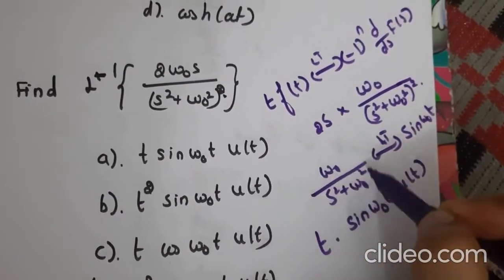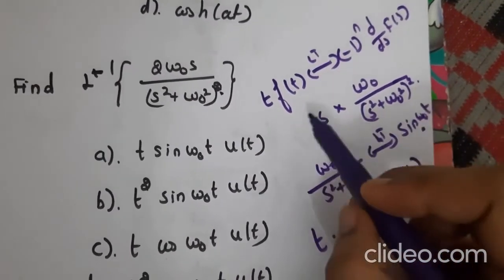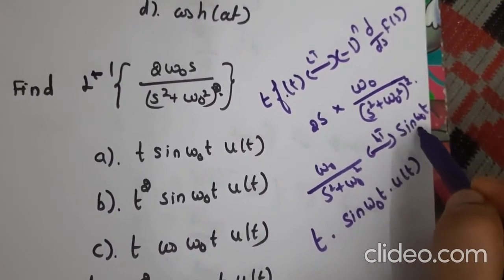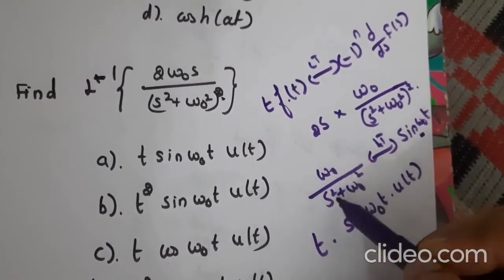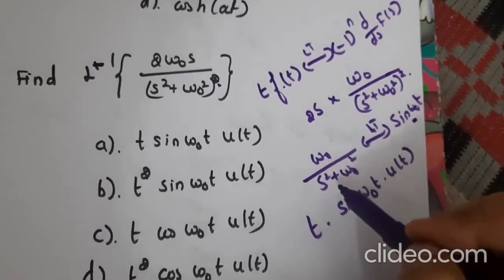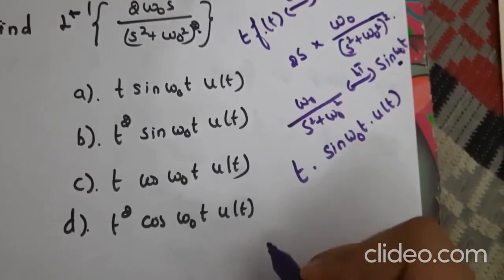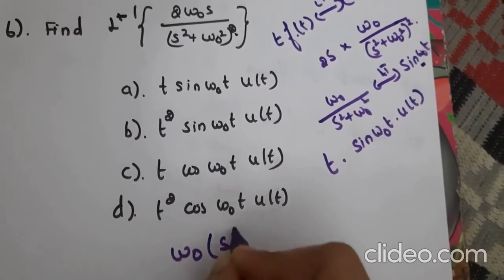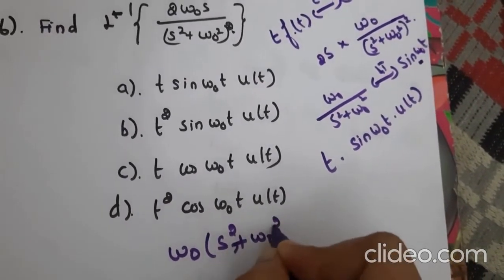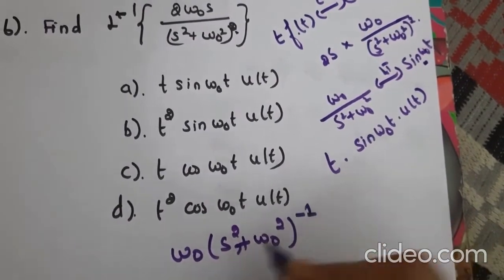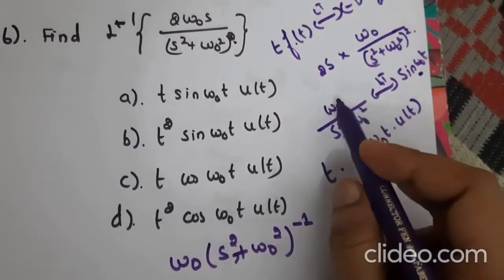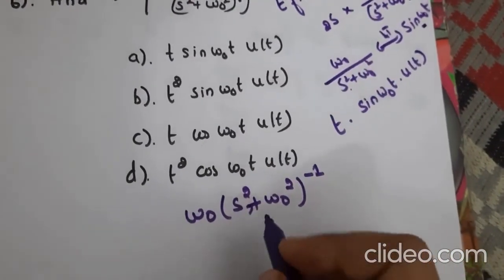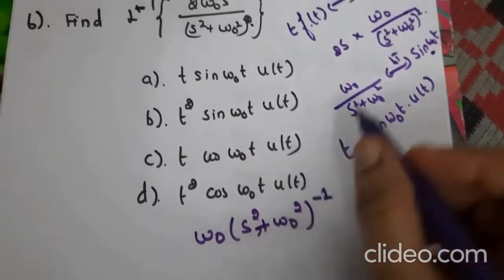Otherwise, you differentiate this F of s. This is f of t. From this property, consider this is f of t. You just take the F of s of this f of t. We will get omega naught divided by s square plus omega naught square. And if you are differentiating this term, this is omega naught into s square plus omega naught square power minus 1. I just take this term up, which means this 1 becomes minus 1 here.